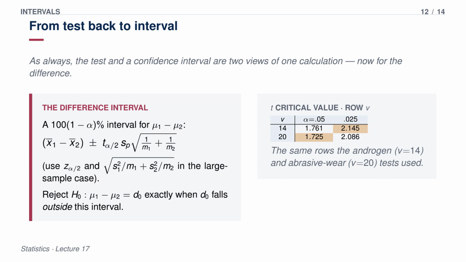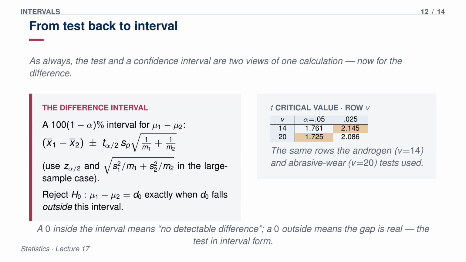The little t table on the right is full of old friends. The v equals 14 row is the androgen test. The v equals 20 row is the abrasive wear. Same rows whether you're testing or building the interval. So you can read any difference interval as a verdict. A 0 inside the interval means no detectable difference. A 0 outside means the gap is real. It's the test written in interval form.